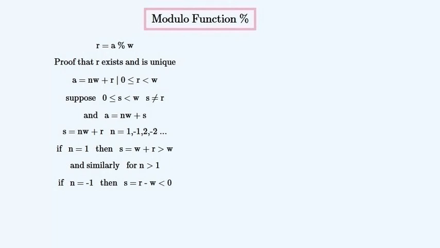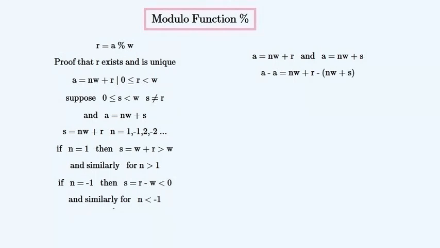So then one possibility would be that r and s would differ by an integer multiple of w. If n was 1, then s would be greater than w, which would contradict that s was less than w. And this would be true when n was greater than 1. If n was minus 1, then s would be less than 0, which would contradict s being greater than or equal to 0. And s would be less than 0 for n being equal to every integer that's less than minus 1. And supposing that r and s exist, then they would satisfy these two equations.